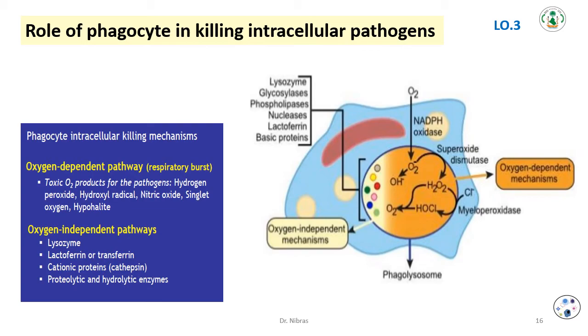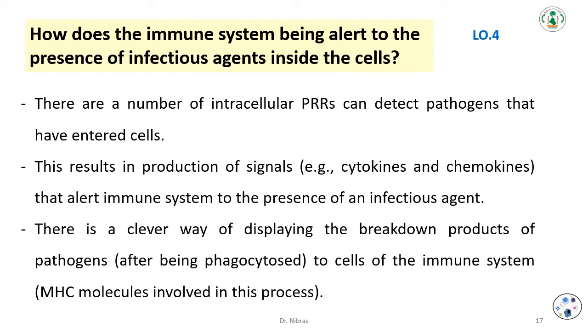How does the immune system become alert to the presence of an infectious agent inside the cell then? There are a number of intracellular pattern recognition receptors that can detect pathogens that have entered cells. This results in production of signals like cytokines and chemokines, which are proteins involved in signaling and communication between cells of the immune system. These proteins serve in chemoattraction, phagocyte activation, and in inflammation, that alert the immune system to the presence of an infectious agent inside the cell.